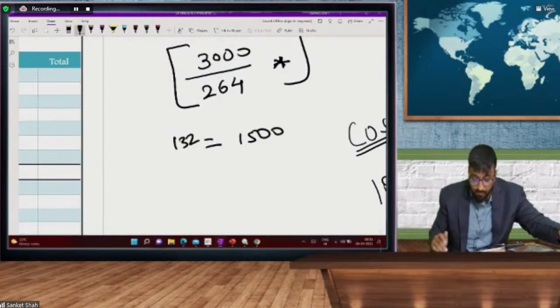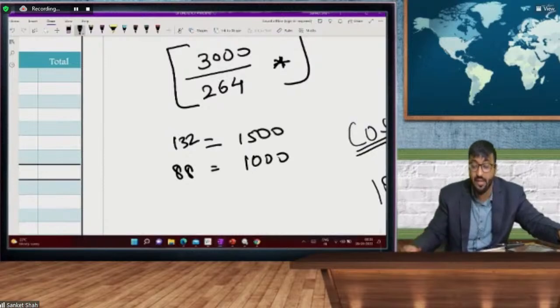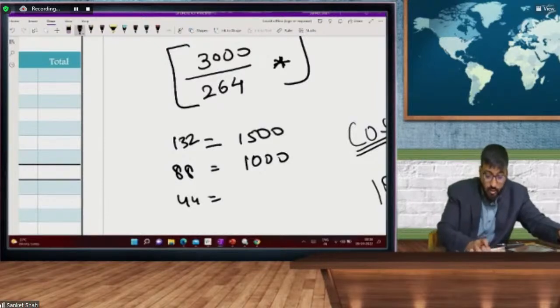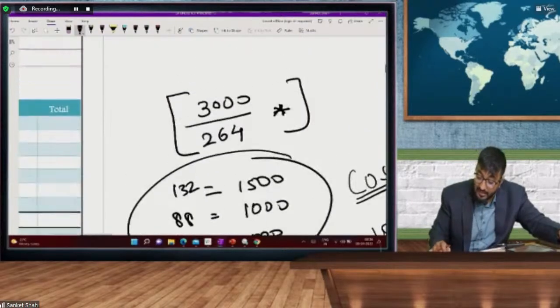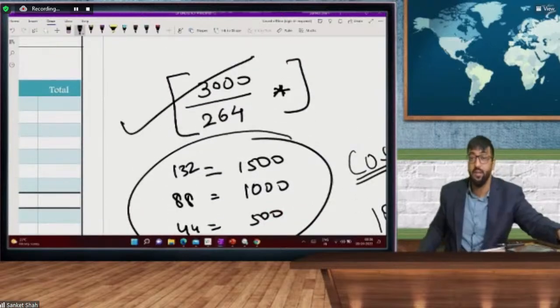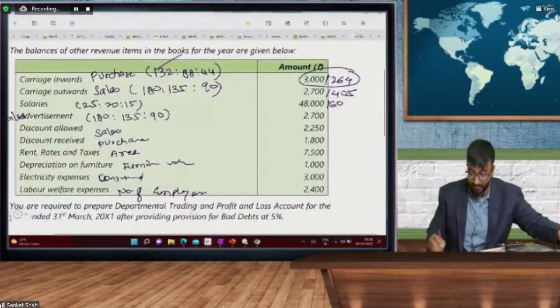Now just press 88 is equal to. You will get 999.99. That is 1000. And then just press 44 is equal to. You will get 499.8. This will be 500. So calci can retain this amount in his memory. Okay. So this is a shortcut of calci.